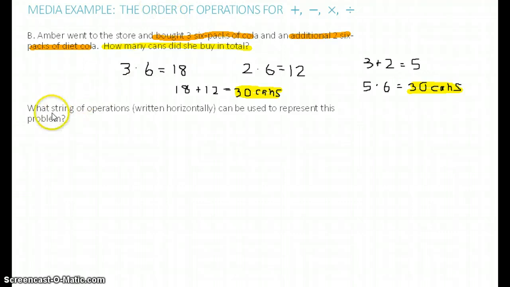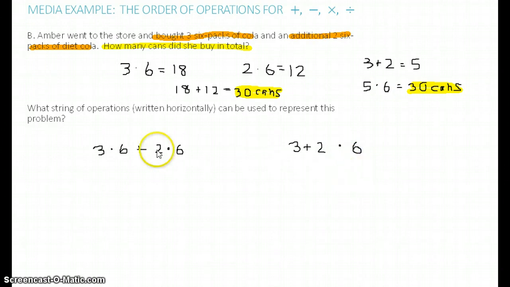So now we're left with the question, what string of operations written horizontally can be used to represent this? Okay. So if we think about this method, we could say, well, we took 3 times 6, and then we added on 2 times 6. In this example, we could say, well, we added 3 plus 2, and then we multiplied the result by 6. Now, these look very different, okay? So let's look at our rule and see what we can do here to make these more consistent.